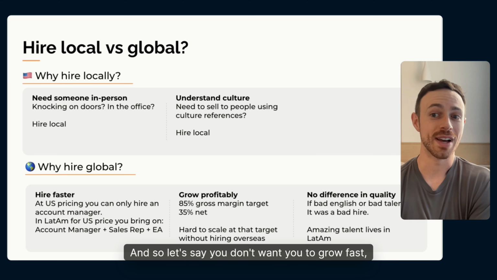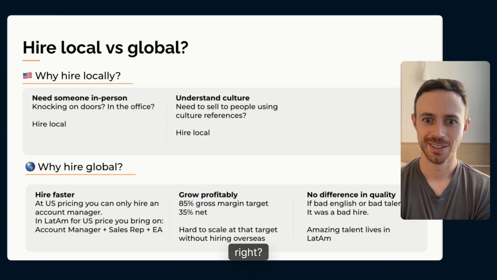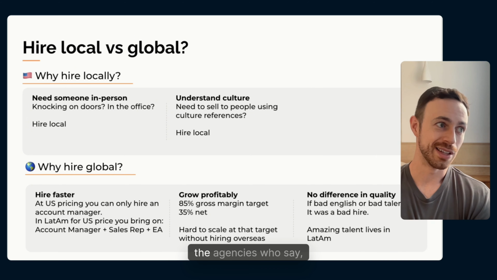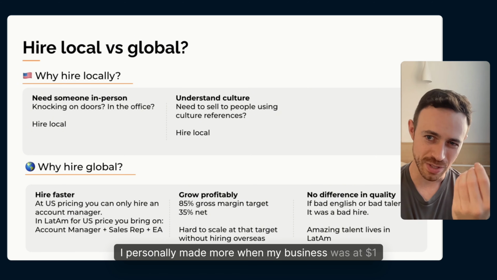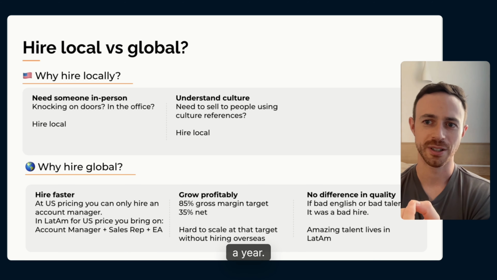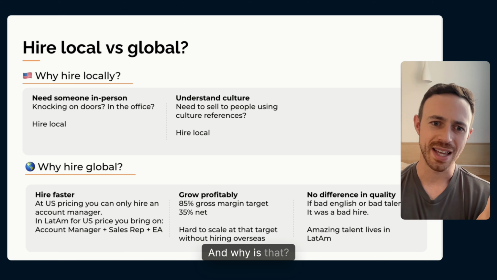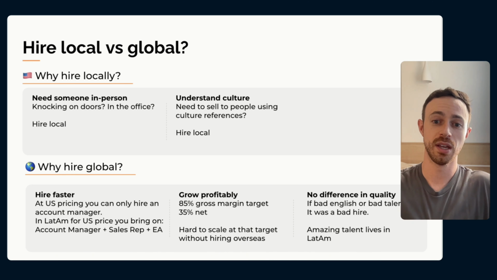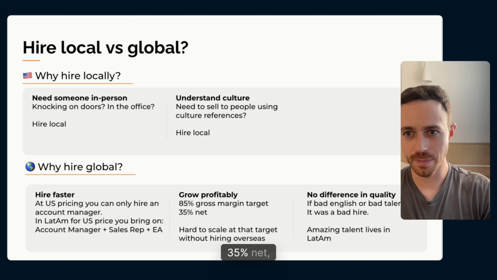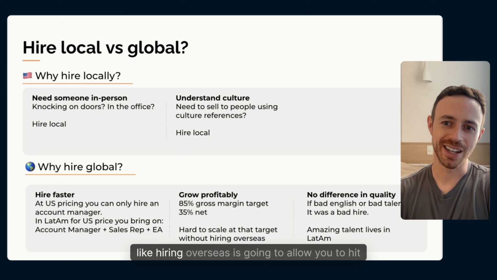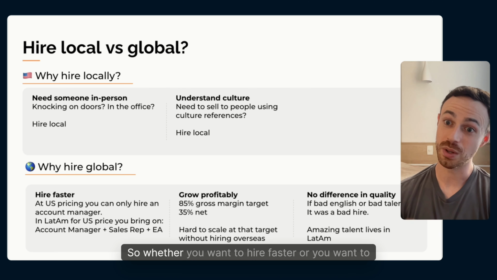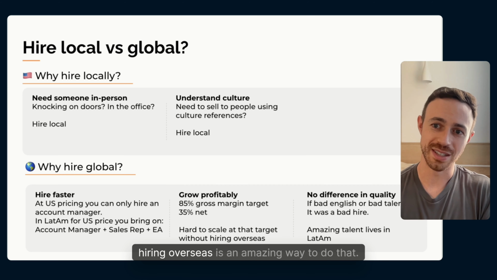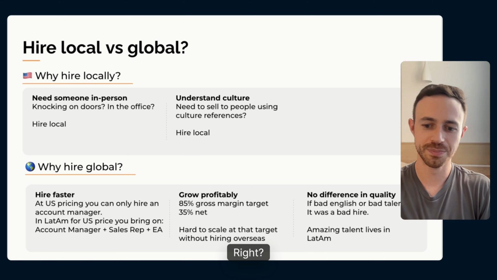And so let's say you don't need to grow fast, you don't need as many people. Well, you can grow profitably, right? It's really hard to hit your profit margin goals. I mean, I'm sure you've heard the agencies who say, hey, I personally made more when my business was at $1 million a year than it was at $3 million a year, right? And why is that? Because it's hard to hit those margins as you scale. Scale is expensive, growth is expensive. And so if you're trying to hit 85% gross, 35% net, hiring overseas is going to allow you to hit that. So whether you want to hire faster or you want to hire in a healthy way that hits your margins, hiring overseas is an amazing way to do that, right?